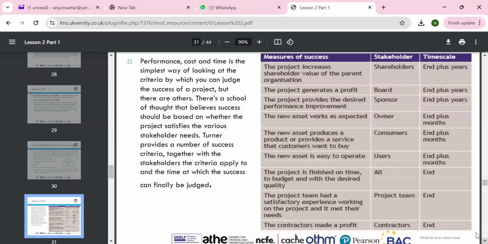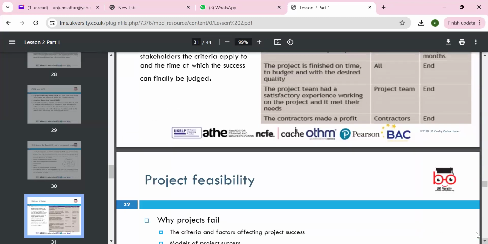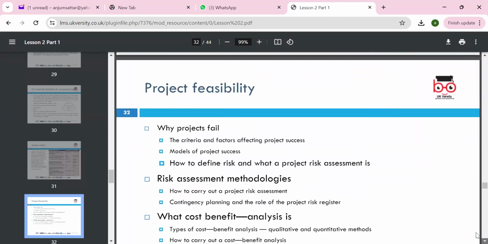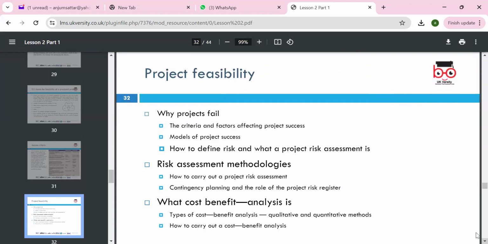We can look at the project team, with satisfactory experience and contractors. All of these we need to look at. And when we do the project feasibility, ask why projects fail, look around at these, and plan.